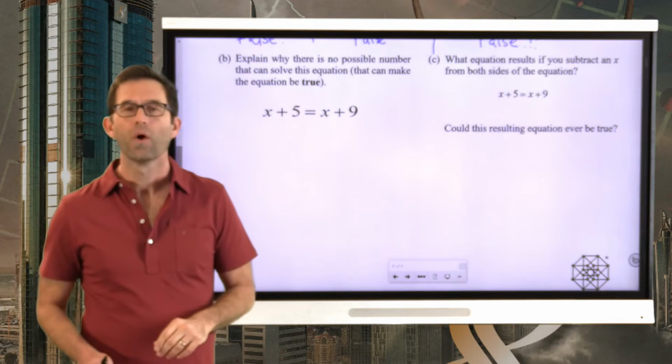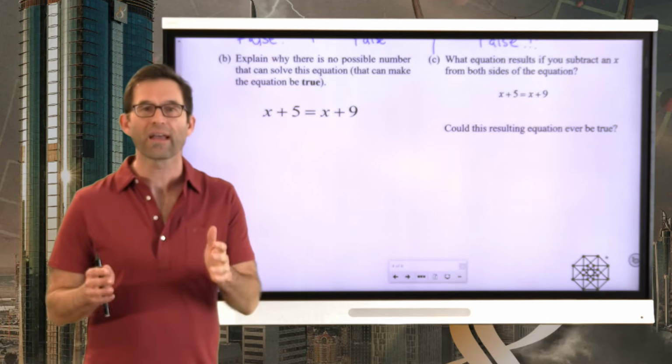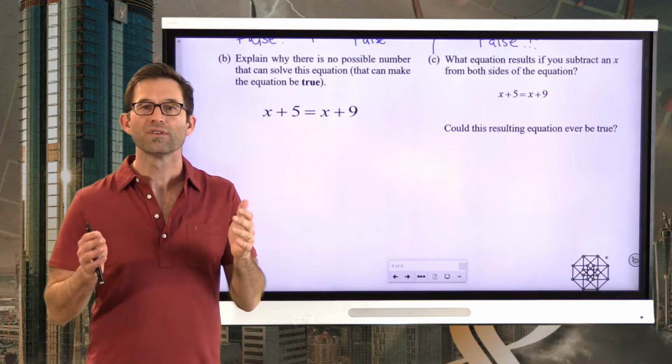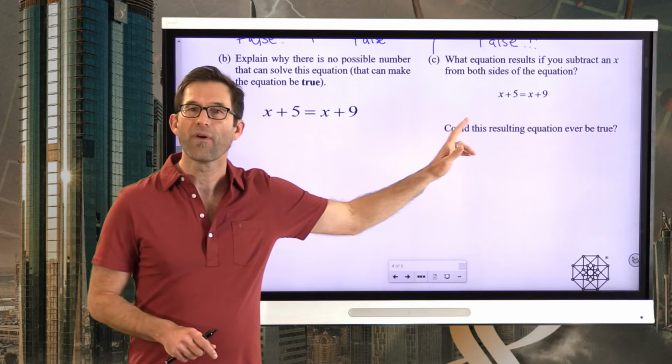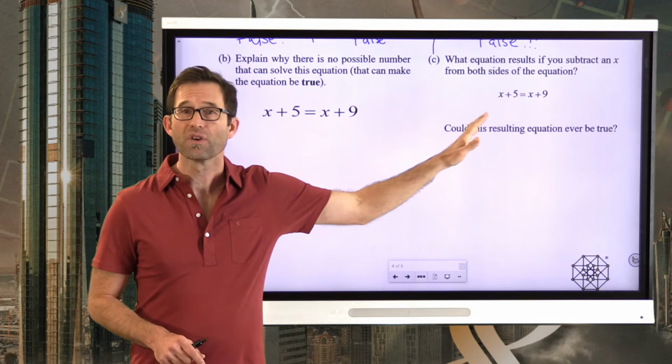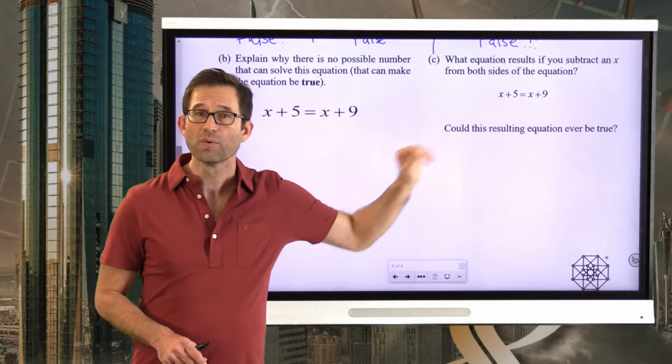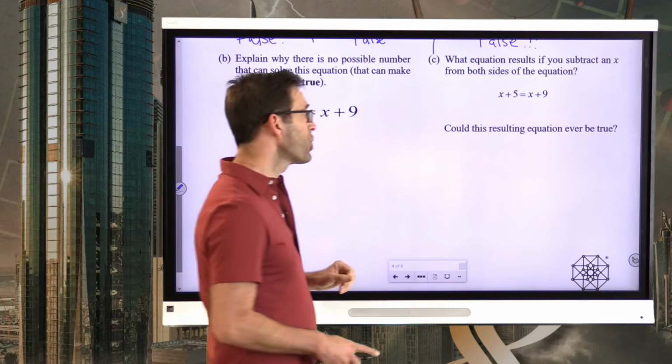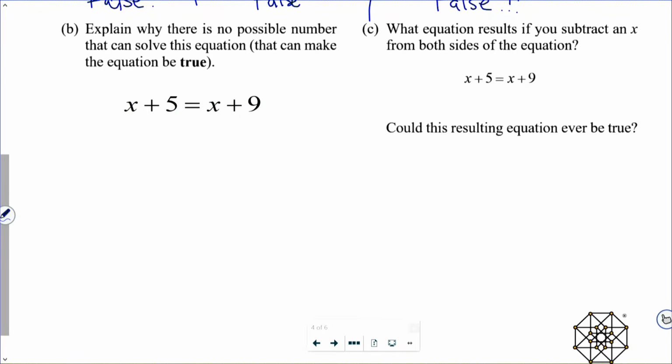But what would happen if I actually tried to solve this equation? What would happen if I went through the procedure of solving this equation? Let's do it together. This is an equation with variables on both sides, and most of the time when that's the case, the first thing I'll do is get all the variables on one side. But when I do that, I'll subtract an x here, I'll subtract an x here, and I'll get 5 is equal to 9.